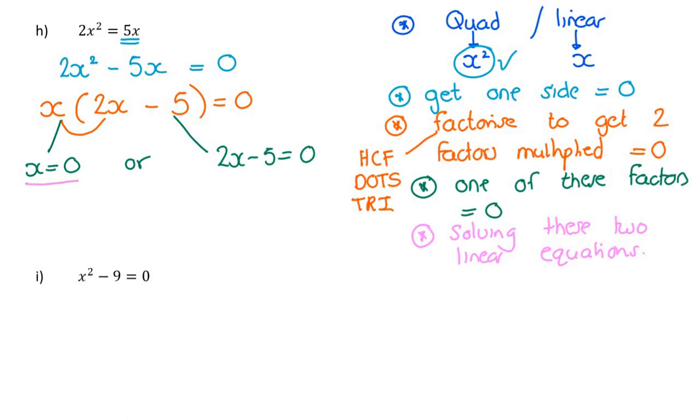Now the first one's already solved because x would be 0. The second one, I need to add 5 to both sides, so I get 2x is 5, and then I need to divide by 2. So I get x is 5 over 2, which is 2.5. So those are our perfect steps there. First step, ask yourself if it's quadratic or linear. Second step, if it's quadratic, you need one side equal to 0, then you need to factorize, and then you need to give each factor a chance to equal 0, and you should land up with two answers.